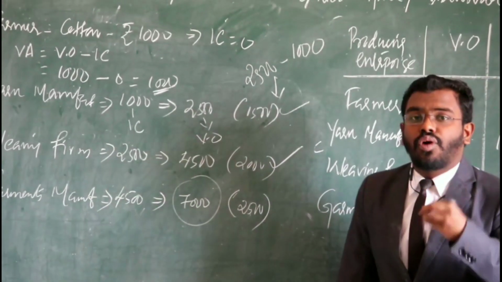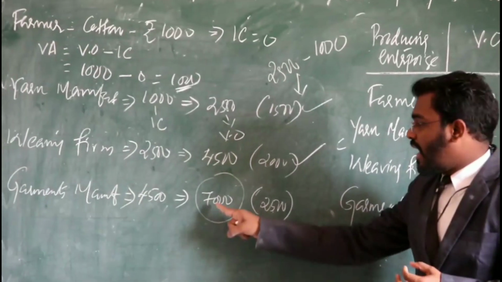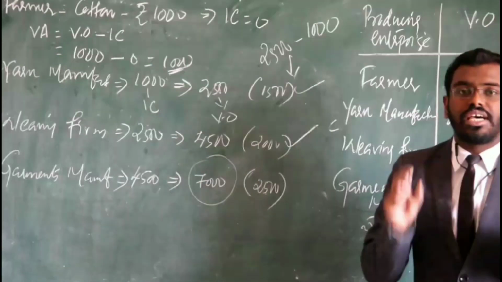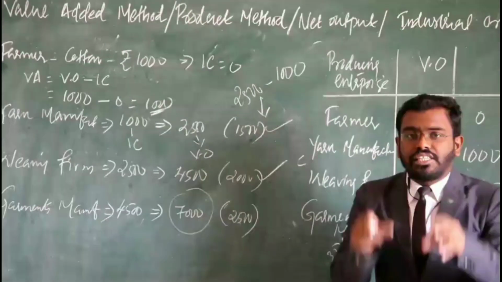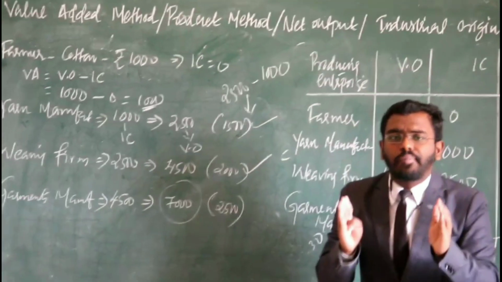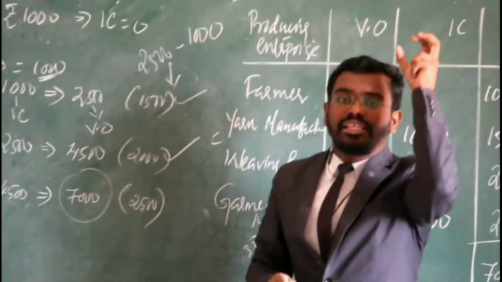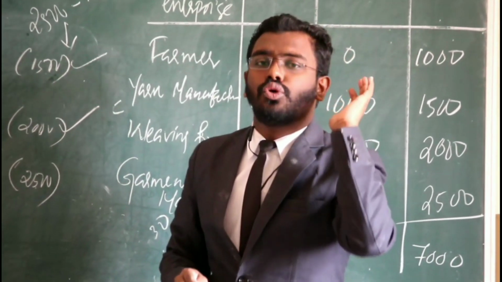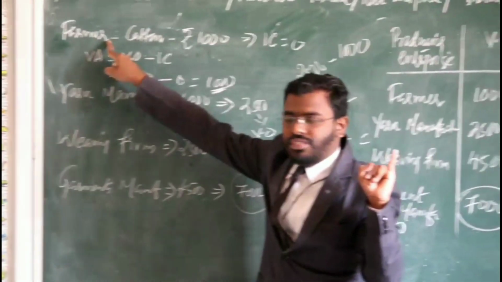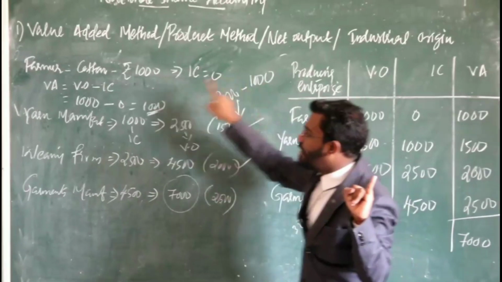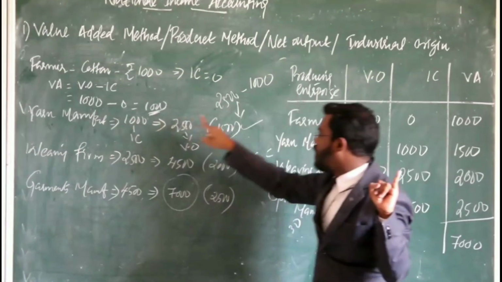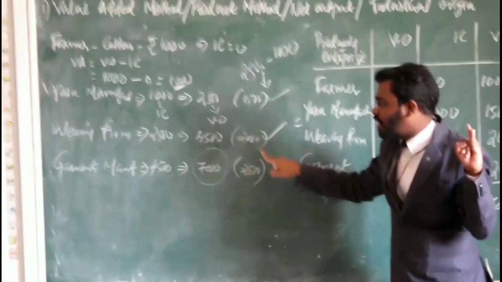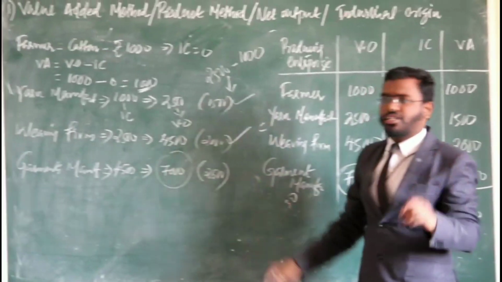And what is the value addition of this garment manufacturer? Value of output 7,000 minus 4,500, that is 2,500. Okay, so in the case of value added method, we will consider each and every value added made by each and every producing unit. So here farmer is a producing unit, his value added is 1,000. Yarn manufacturer is another producing unit, its value added is 1,500. Next one, weaving firm's value added is 2,000, and garment manufacturer's value added is 2,500.